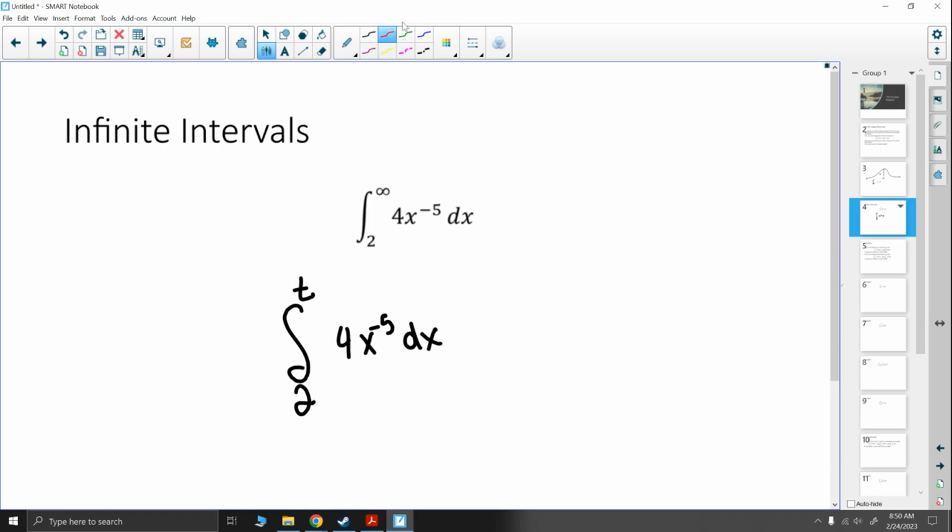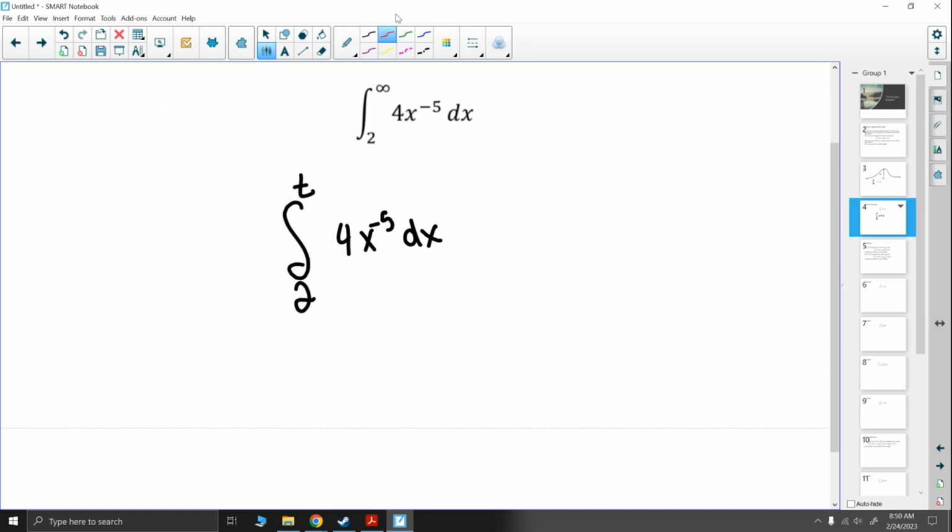Now you'll notice in this section our integration is quite simple. If I wanted to test you on your integration rules, I wouldn't do it with this, because I don't want to test multiple things at once. Okay, so if we integrate this, we raise the power to the negative 4 now. So this is x to the negative 4 over negative 4 plus c, but because we're doing a definite integral, we don't actually need the c.